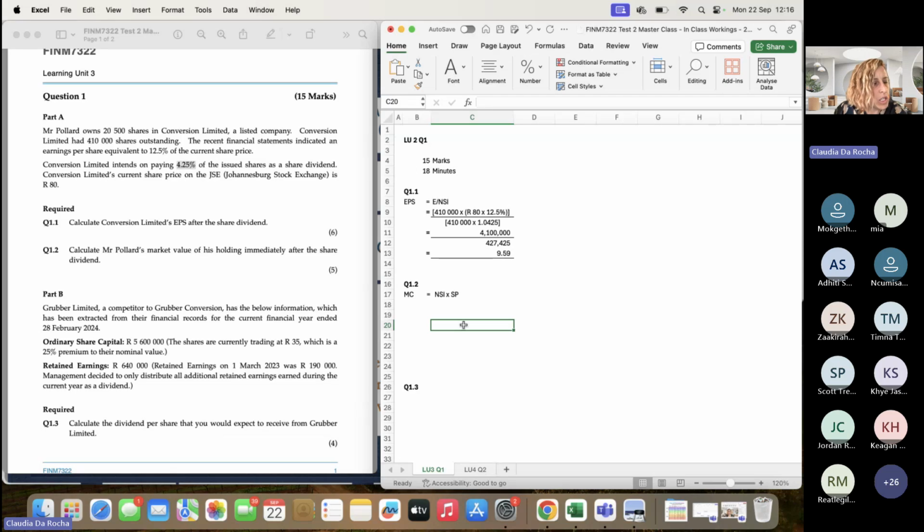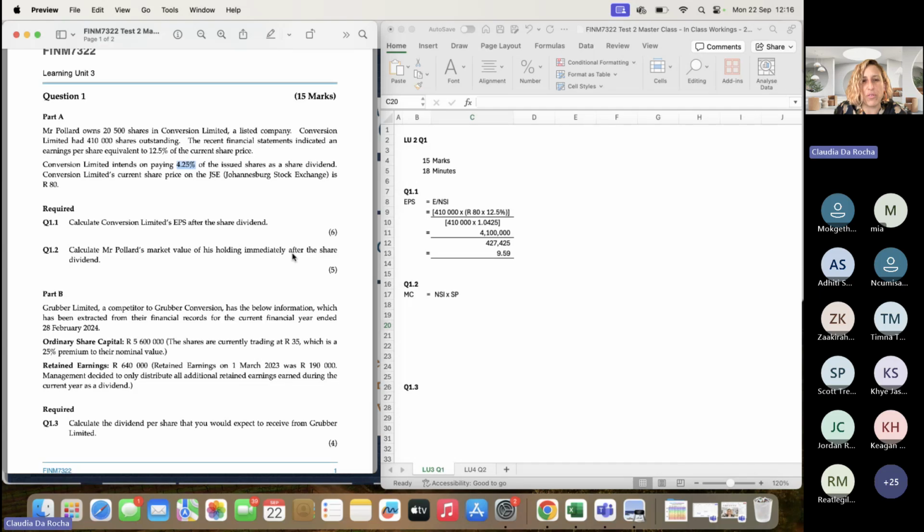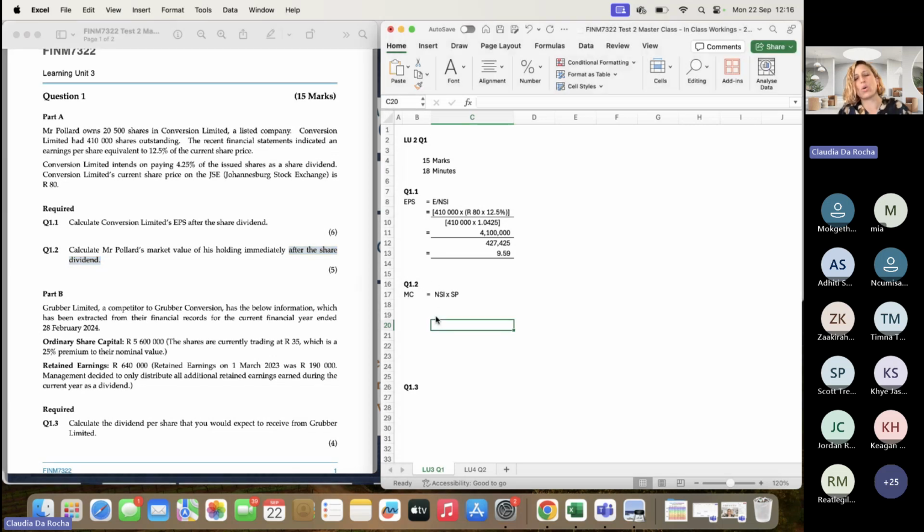All right. However, we don't have the share price after the share dividend. This is important. We have the share price, the 80 Rand. We don't have the share price after the share dividend was given, because when you issue shares into the market as a dividend, it is going to impact your share price. Okay, so because of that, we have to first calculate our share price basically after we've issued these shares, okay, for the share dividend.